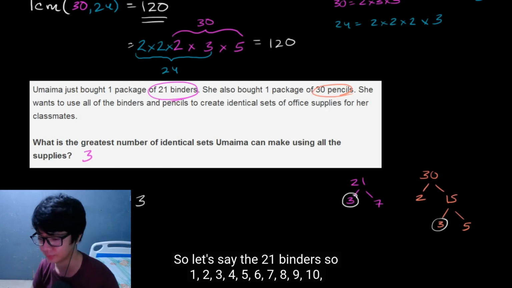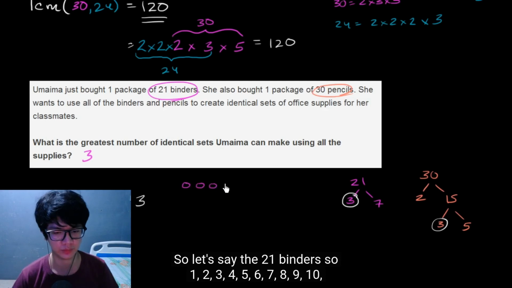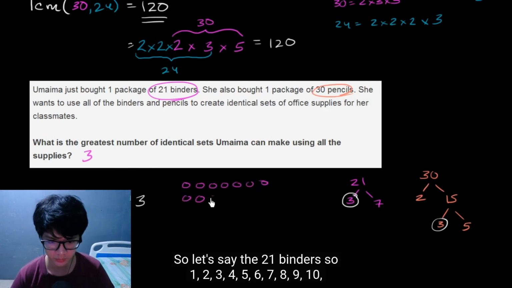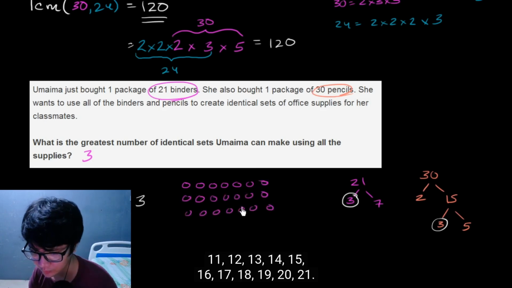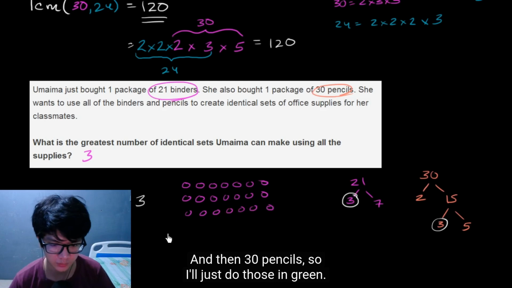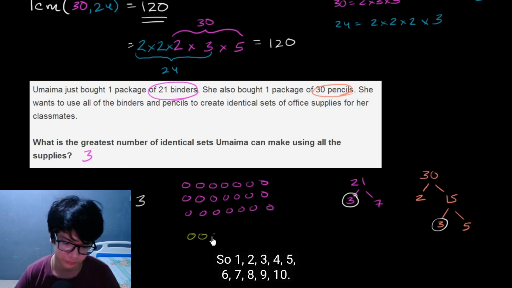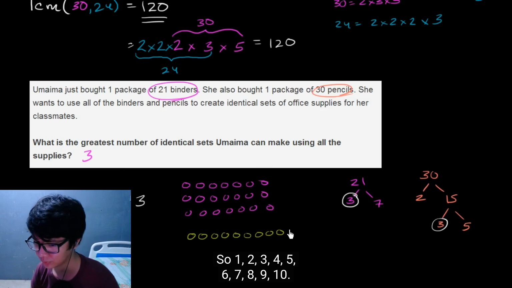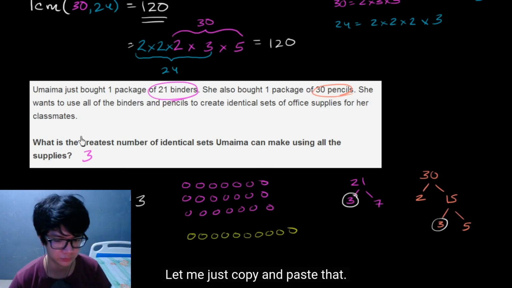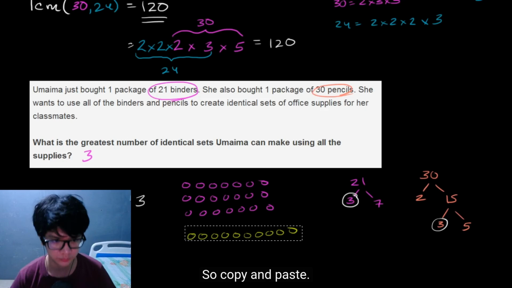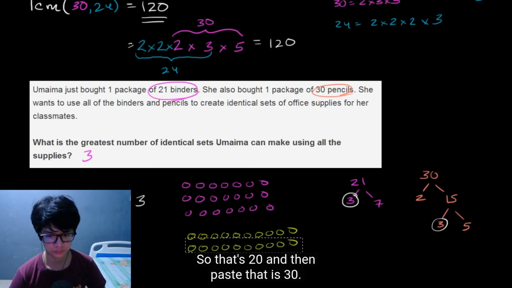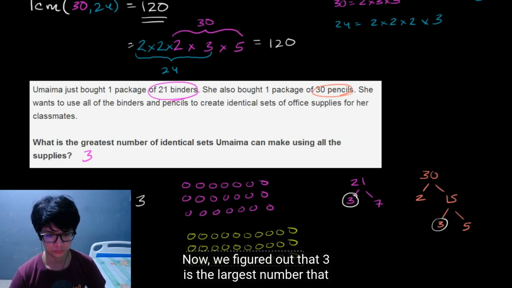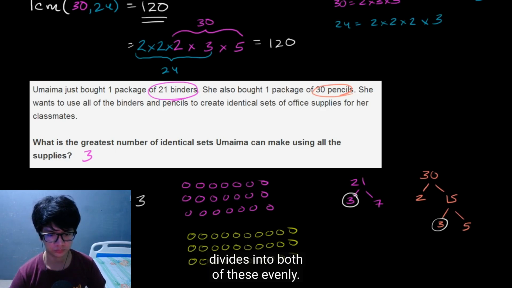So let's say the 21 binders. 1, 2, 3, 4, 5, 6, 7, 8, 9, 10, 11, 12, 13, 14, 15, 16, 17, 18, 19, 20, 21, and then 30 pencils. I'll just do those in green. 1, 2, 3, 4, 5, 6, 7, 8, 9, 10. Let me just copy and paste that. This is getting tedious. So copy and paste. So that's 20, and then paste. That is 30.